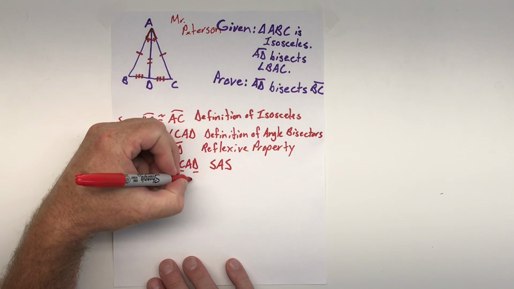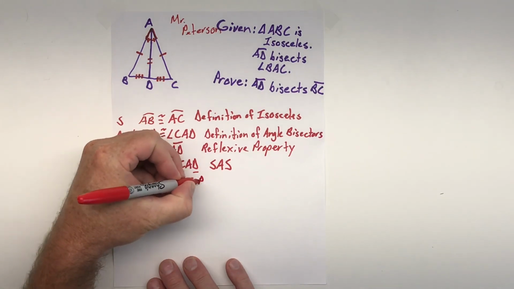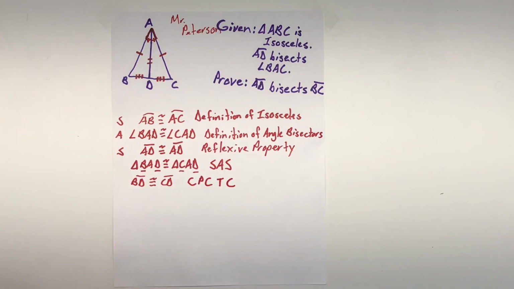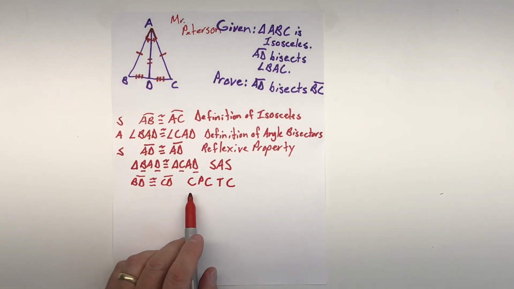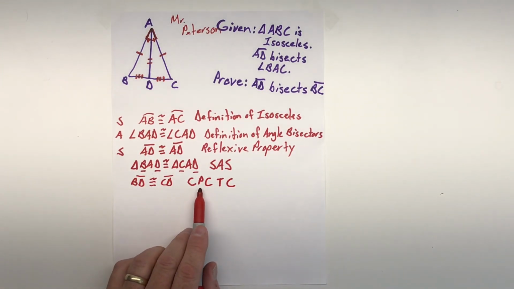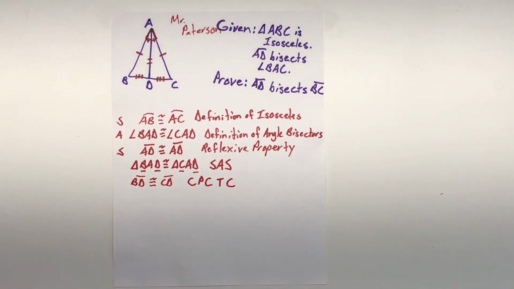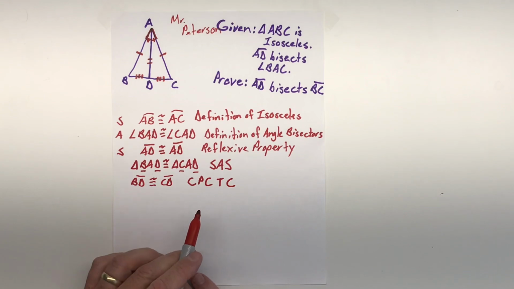because corresponding parts of congruent triangles are congruent. CPCTC. So again, that's corresponding parts of congruent triangles are congruent. If you need to pause the video and write down what that means, go ahead and do that.